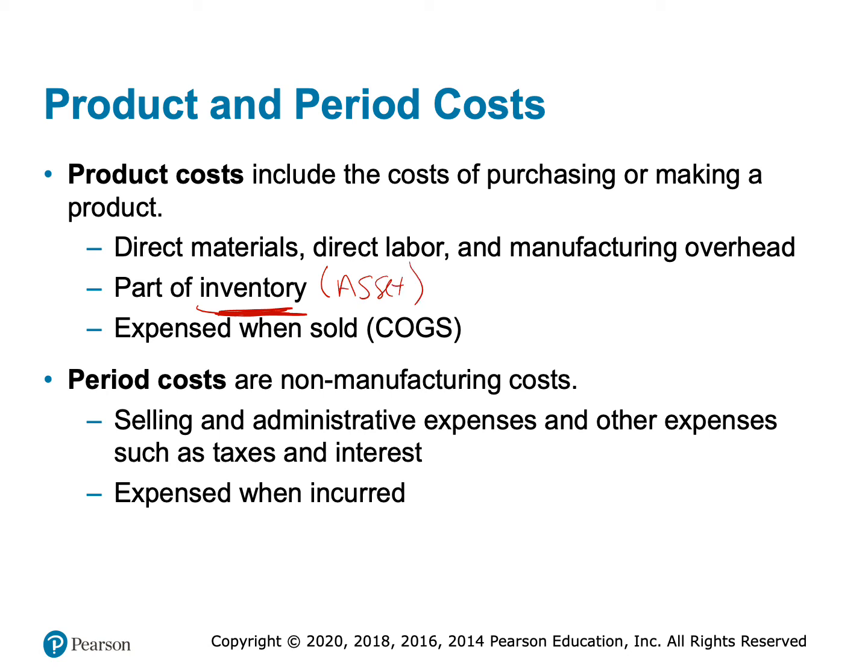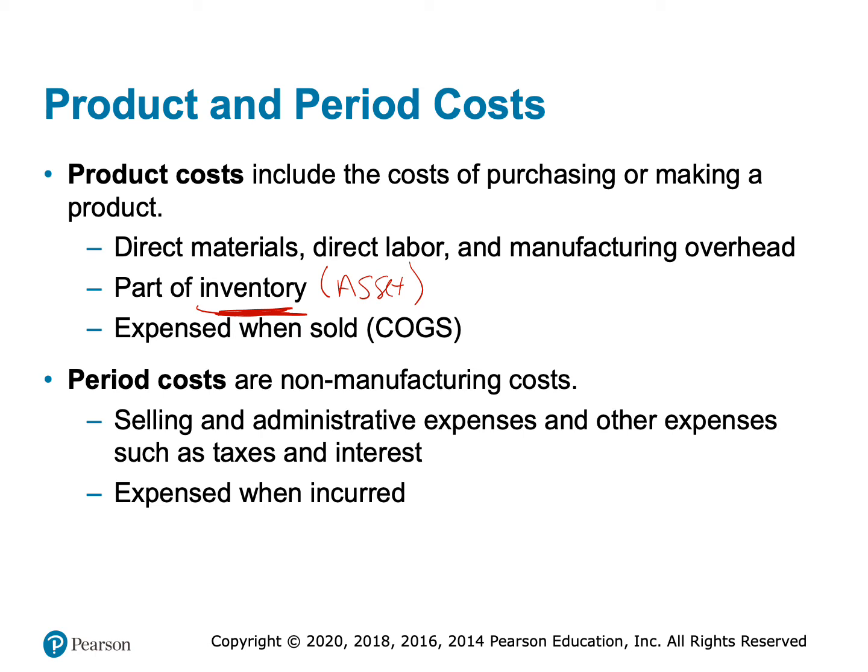When we incur overhead, so when we pay the rent on the factory, instead of debiting rent expense, we're going to debit an inventory. We're going to debit an asset now. When we pay the electric bill for the factory, instead of debiting utilities expense, we're going to debit an inventory account. We're going to debit an asset now. So we're going to record all of these costs as assets, and they will remain an asset until we sell the product. When we sell the product, then we will debit the expense account cost of goods sold.